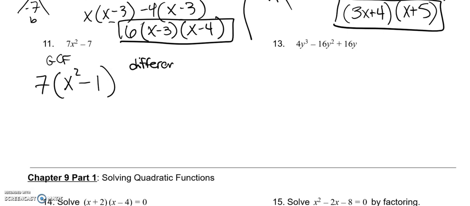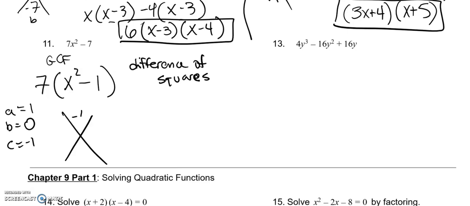unfortunately, this is the difference of squares. Now, you might remember how to do a difference of squares automatically. If you don't, here's what I want you thinking about. Our a is 1, our b is 0, our c is negative 1, so we're looking for two numbers that multiply to negative 1 and add to 0. Those two numbers are 1 and minus 1.